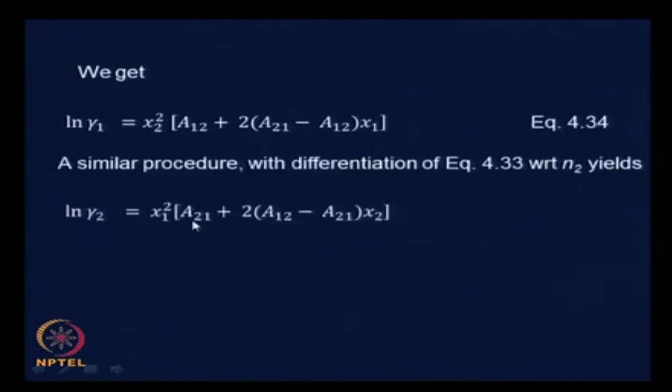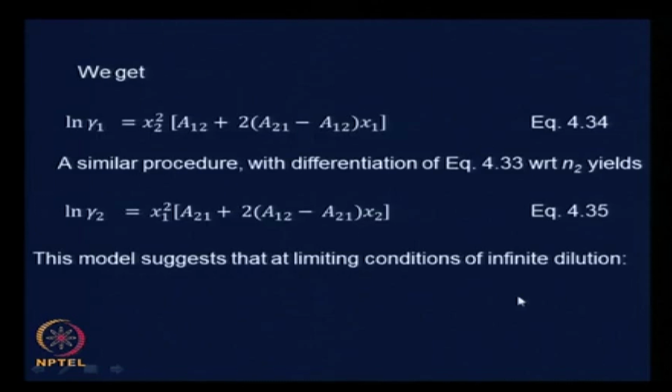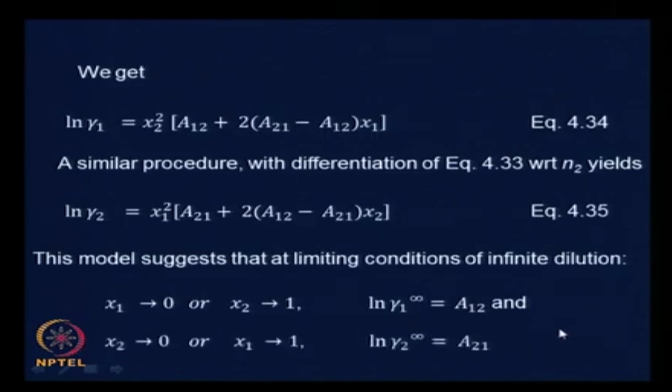For example, in the case of Margules, we got ln γ1 equals x2 squared into (A12 plus 2 times (A21 minus A12) times x1), and ln γ2 was x1 squared times (A21 plus 2 times (A12 minus A21) times x2). And then we looked at what happens at infinite dilution. Just by substituting this into the model we got that ln γ1 infinity was A12 and ln γ2 infinity was A21.